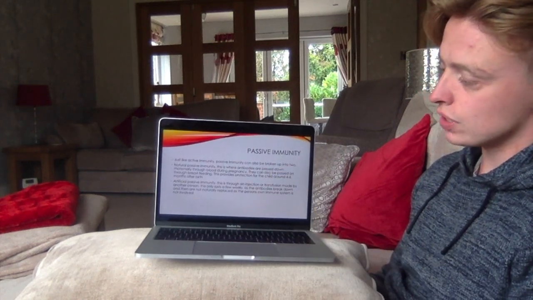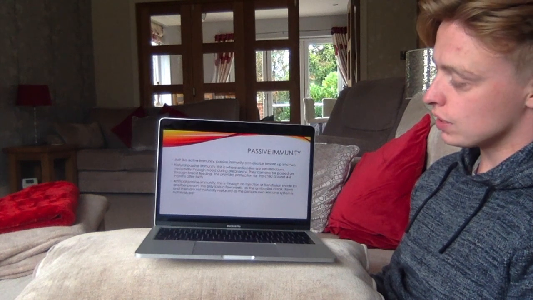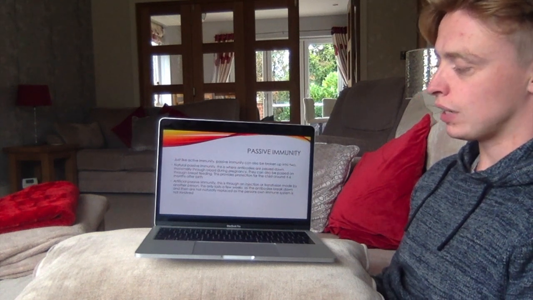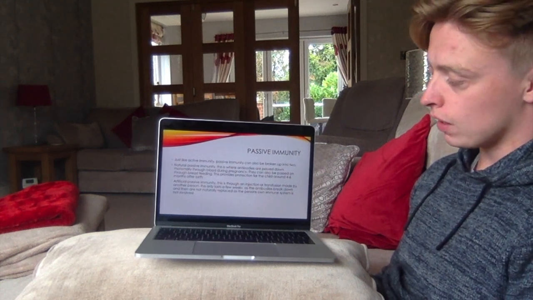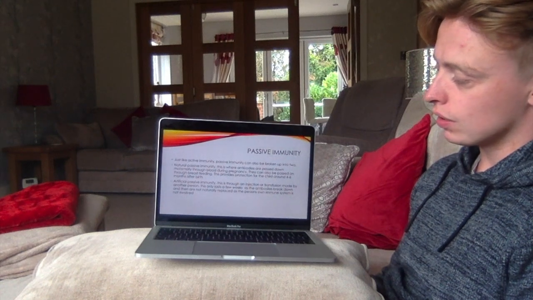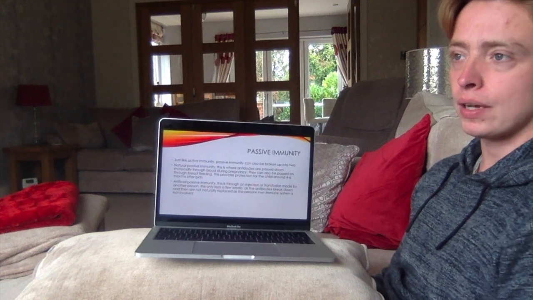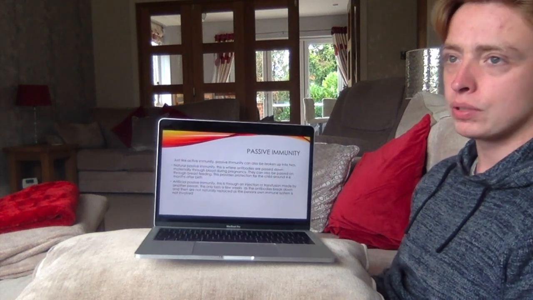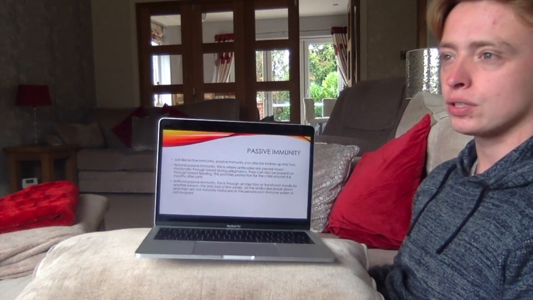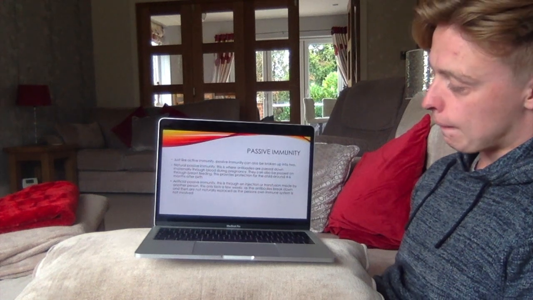Then we have passive immunity. Just like active immunity, passive immunity can be broken up into 2. So you have natural passive immunity. This is where antibodies are passed down maternally through the bloodstream in pregnancy. They can also be passed on through mother's milk to children between the ages of 4 to 6 weeks, which is usually good for them.